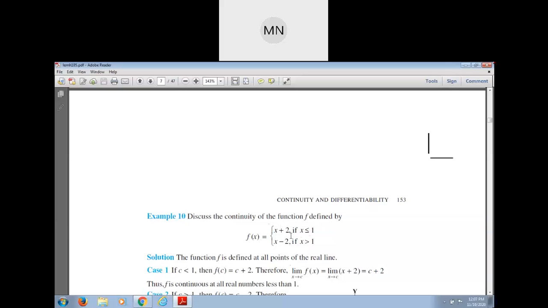These are polynomial functions, and we have already said that polynomial function is continuous everywhere. So for the other points the function is continuous, but you have to test the continuity at x equals 1, because in the problem the function is defined for x less than or equal to 1 and x greater than 1. This is your homework.